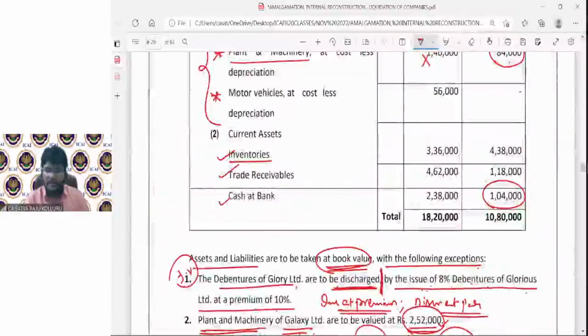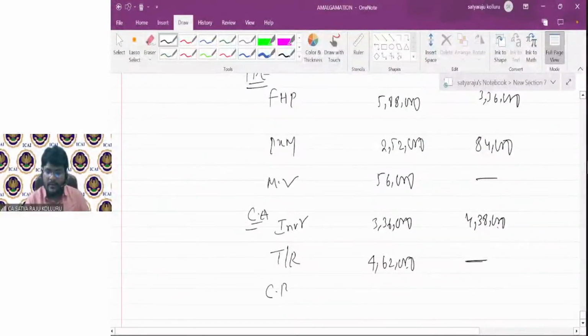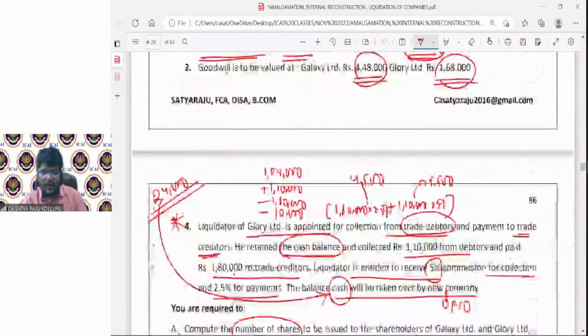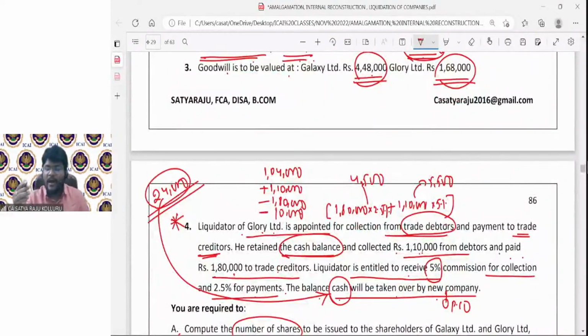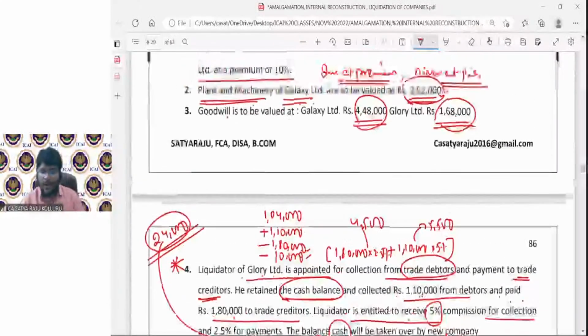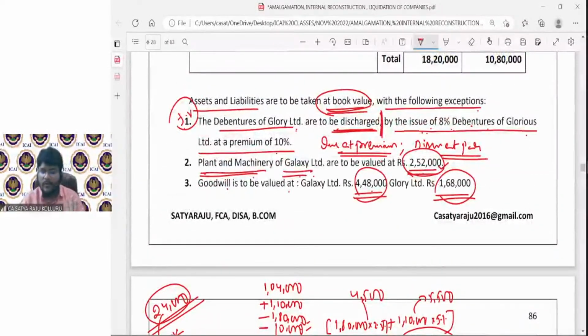come to the cash at bank. So which is 2,38,000 straight away for Galaxy, and for Glory 1,04,000. Is it right? No, we already decided 24,000 is the remaining cash balance after making payment to the creditors and after making payment of the liquidator's remuneration. Remaining balance 24,000 is only within the hands of the liquidator. Such 24,000 only. The balance cash will be taken over by the new company. That's why the cash you can consider 24,000 here.